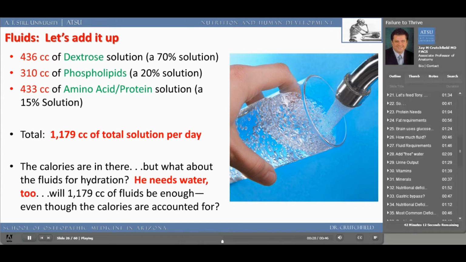So now the calories are there, and there's even some fluid and water in there. But now we need to go back and figure out how much water Tony needs too. There's a formula for this. Hold on and write down this 1,179 cc's because we're going to have to add some water to it to hydrate him.